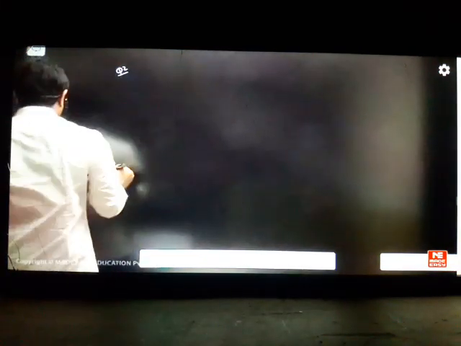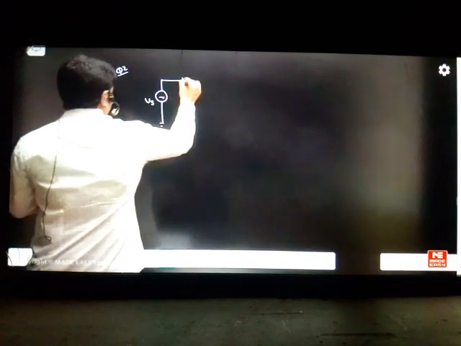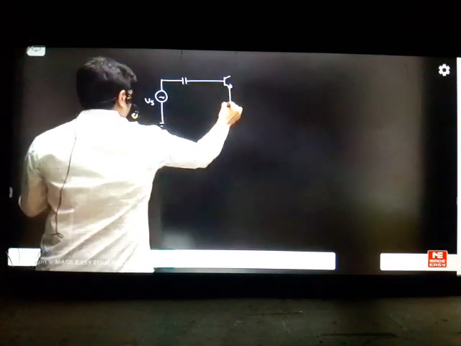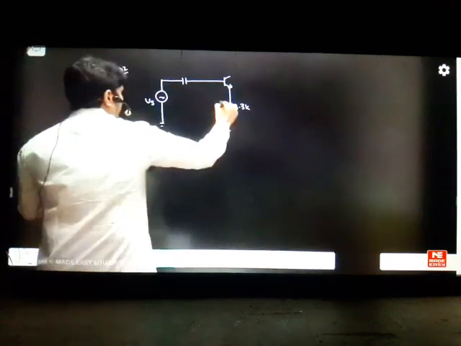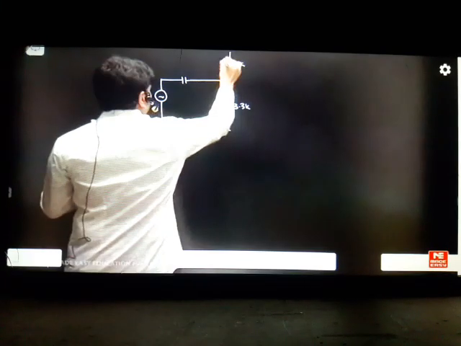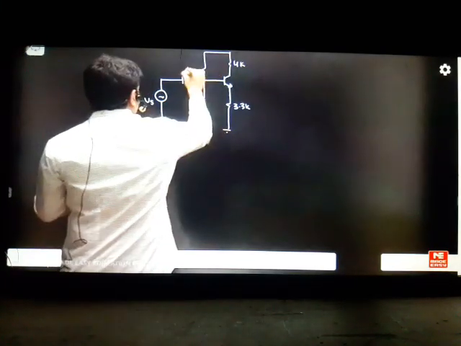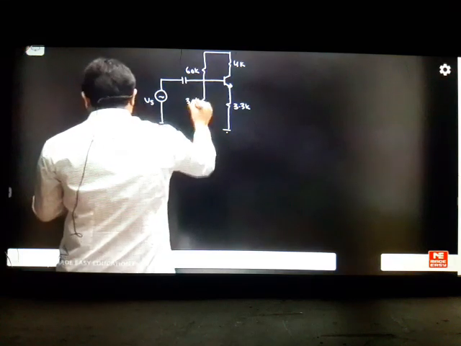Question number 2 I am doing. VS capacitor. We have 3.3K and we have 4K and we have biasing 60K and 30K.